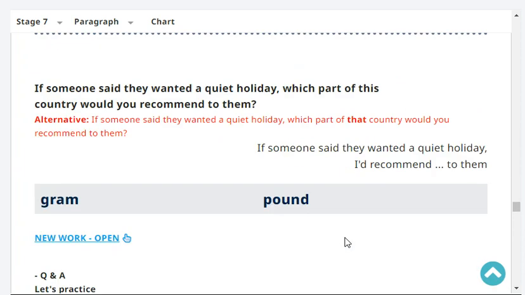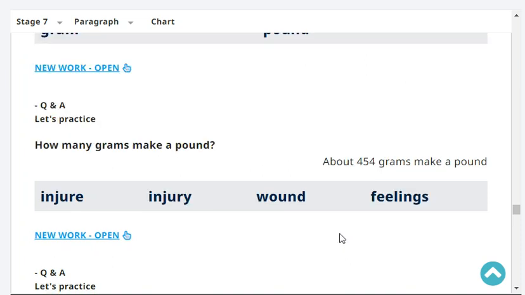If someone said they wanted a quiet holiday, which part of your country would you recommend to them? I'd recommend Fukuoka to them. Very good.